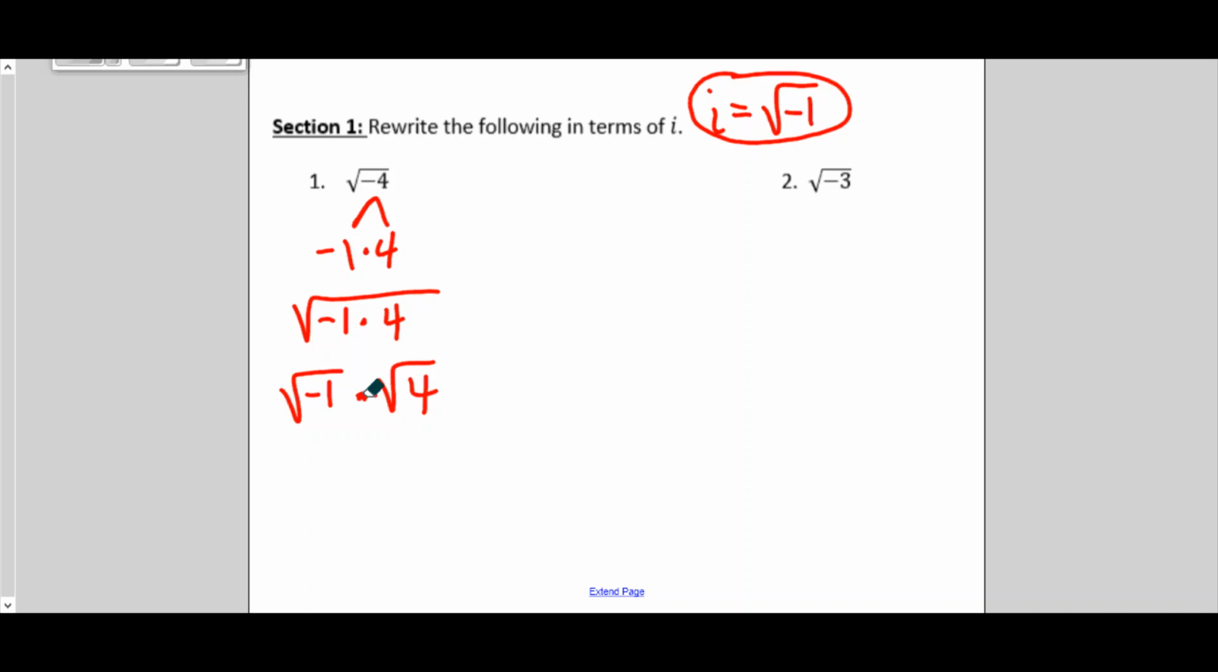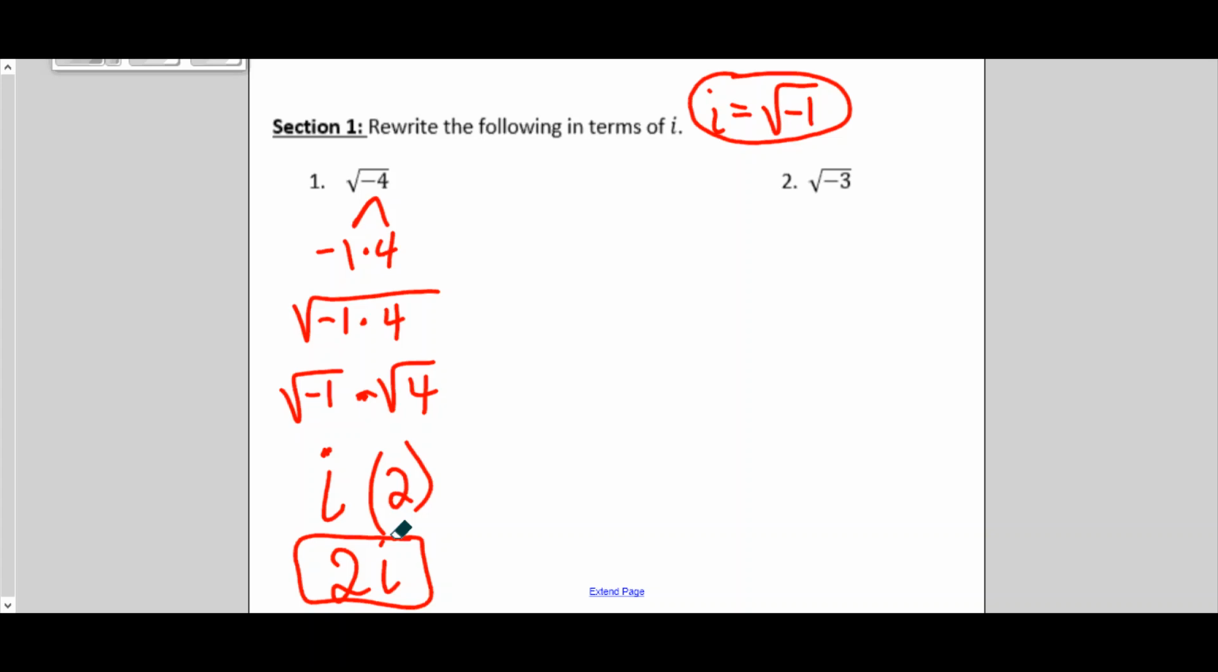Now, square root of negative 1, we defined that to be i. So I'm just going to replace that with i. And the square root of 4, we know that 2 times 2 is 4. So this would be i times 2, or better notation would be 2i. So we always like to show the i behind the number.